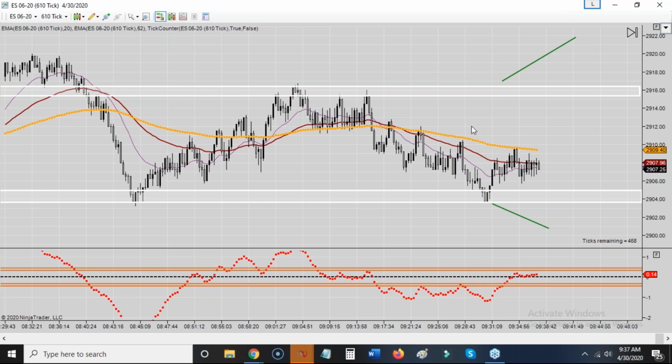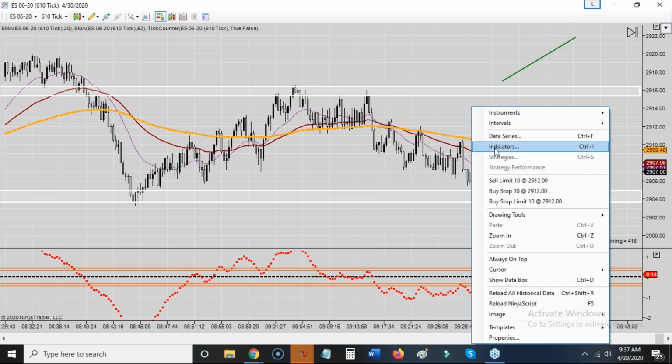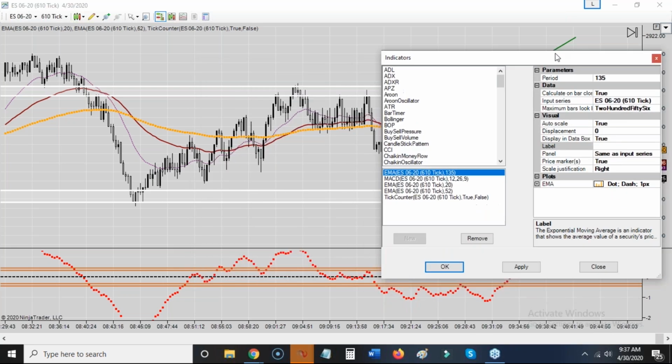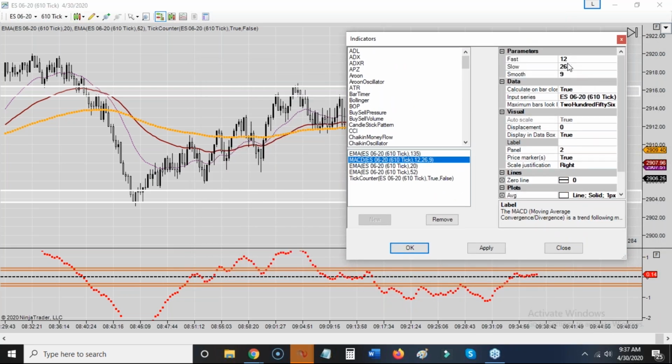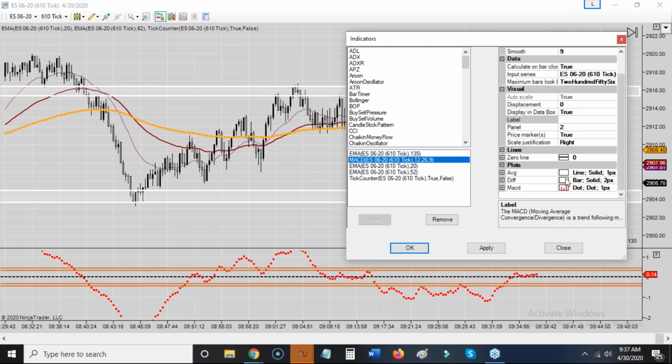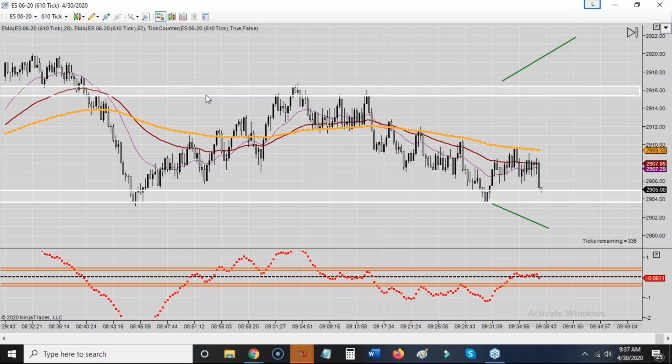So Mike, I'm going to show you once again my indicator for the MACDs. Can you see that? The MACDs, 12, 26, 9. That's the MACDs, and then I have erased the average and the difference, so I only have the actual MACDs going on. Okay, let me know if you guys have any more questions.